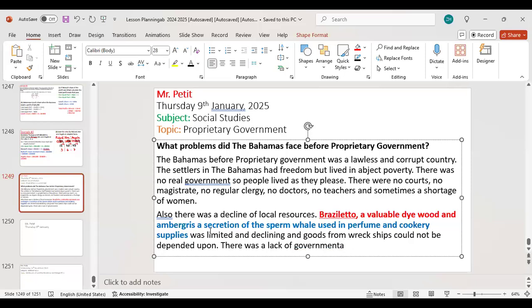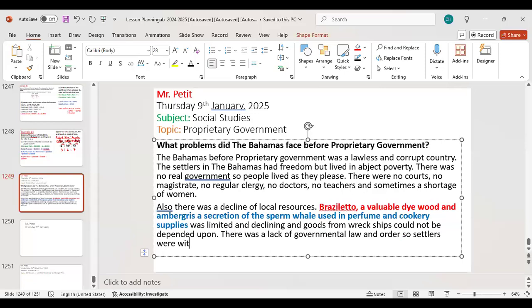Mr. Petit, I searched it up. They say it's the same thing. Governmental law and order. Okay, thank you. Law and order. So settlers were without what? Government protection or law.